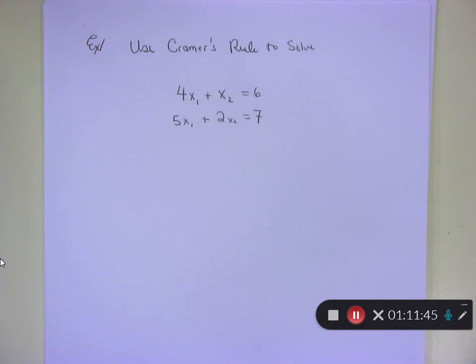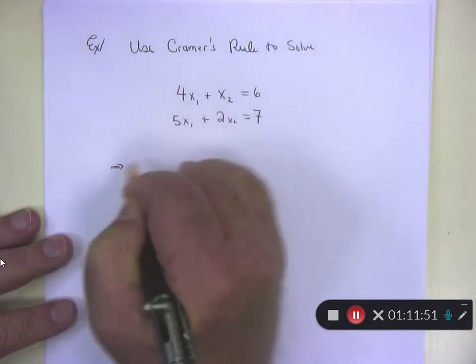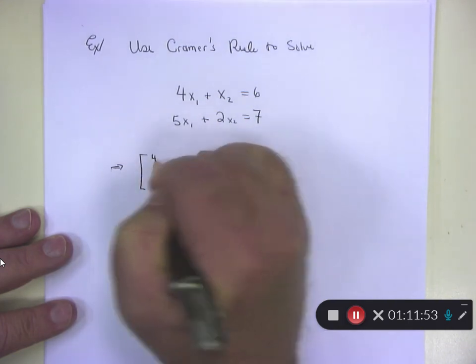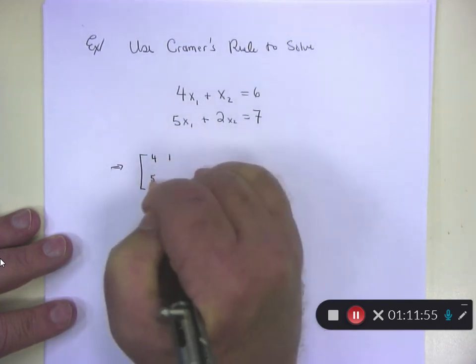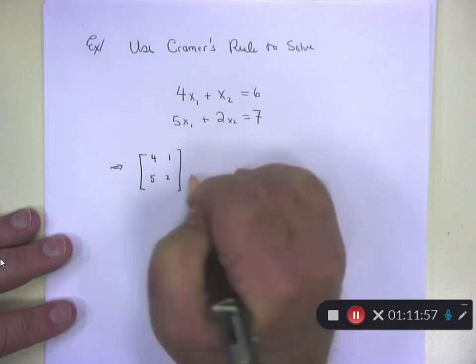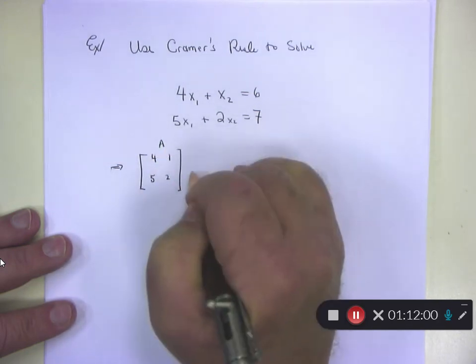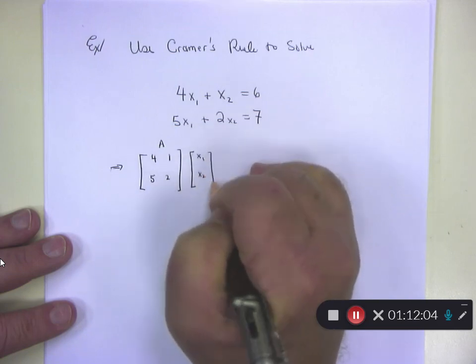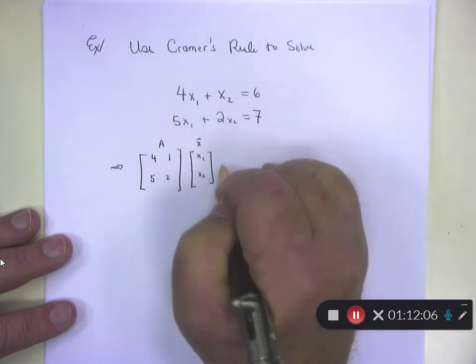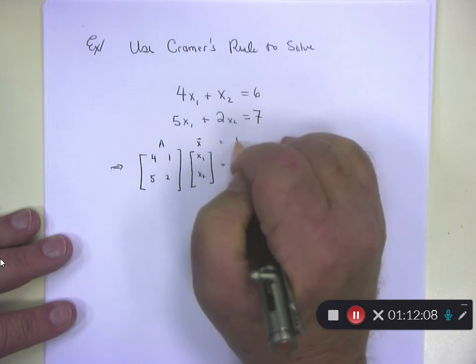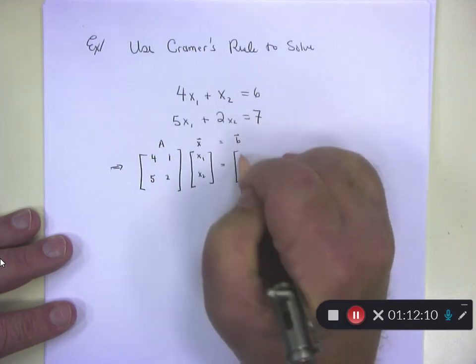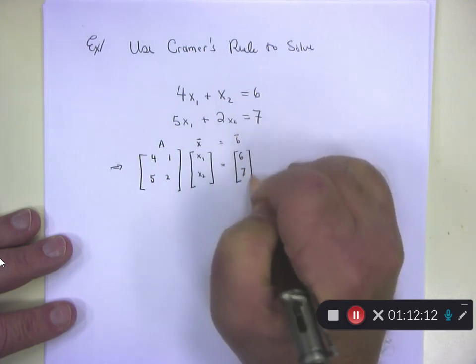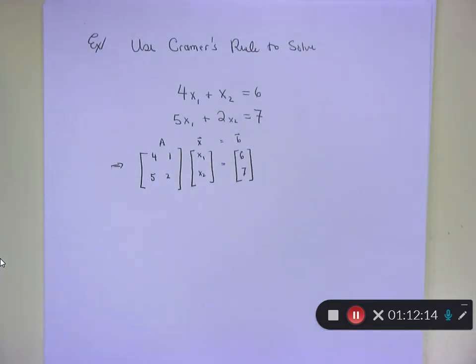The first thing you should do with a system of equations is write it as a matrix equation. So this would be the matrix 4, 1, 5, 2. That's my coefficient matrix, matrix A, times the x vector, x1, x2, is equal to the b vector, 6, 7. Does that make sense?